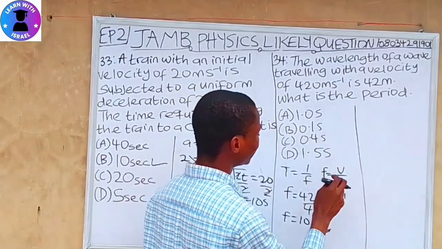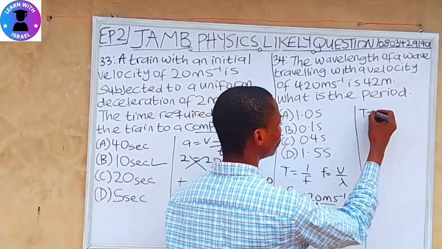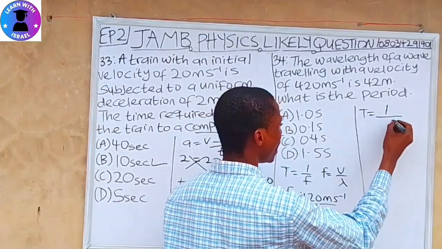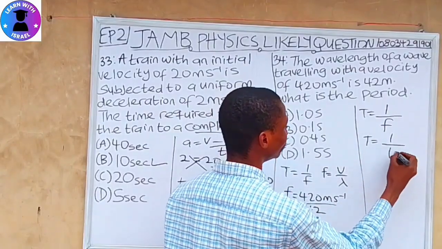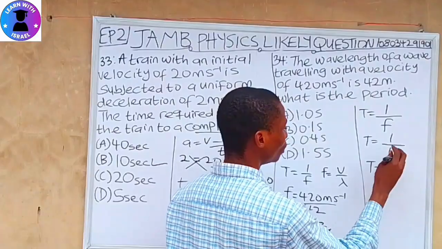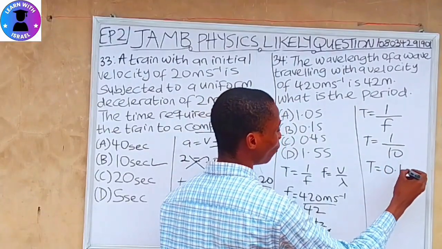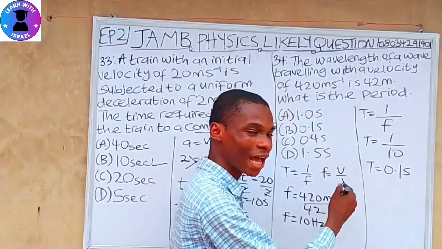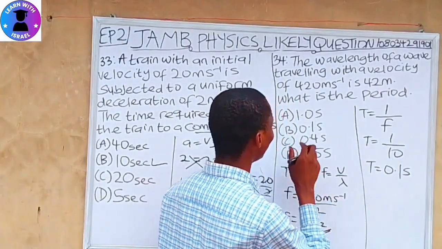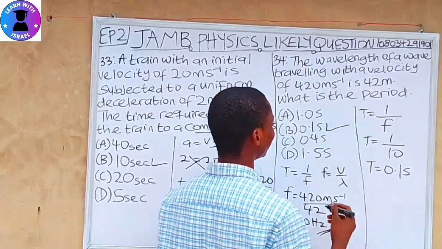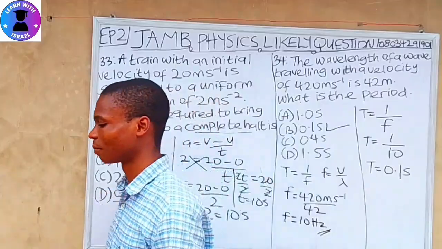So guys, let's now solve for period, since we have our frequency now. So our period equals 1 all over F, which is the frequency. So our frequency is represented as 10. So our period equals 1 divided by 10 will give us 0.1 what? Seconds, because time is measured in seconds. And if we check our option, you can find that in option B. 0.1 seconds is the correct answer. So guys, let's move to the next one.